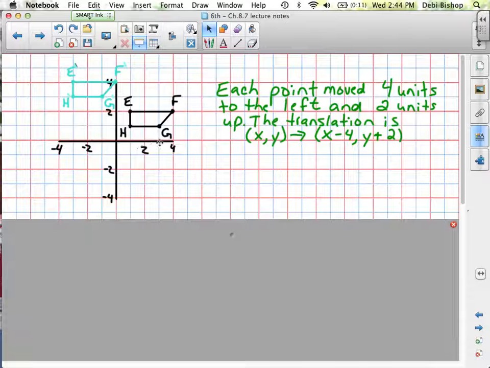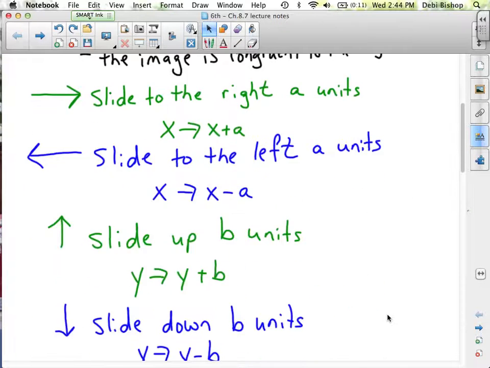G, we have 3, 1. So you have 3 minus 4 is negative 1, which is right here. And 1 plus 2 is 3, which is right here. And that's our coordinate for G. H is 1, 1. So 1 minus 4 is a negative 3. And 1 plus 2 is 3. And that's how you have all of your coordinates. And that is translation.